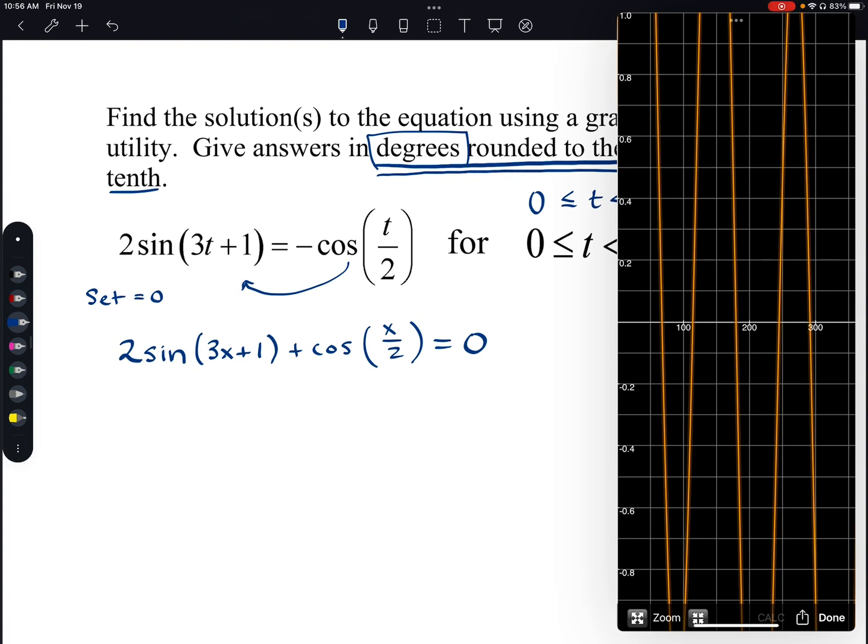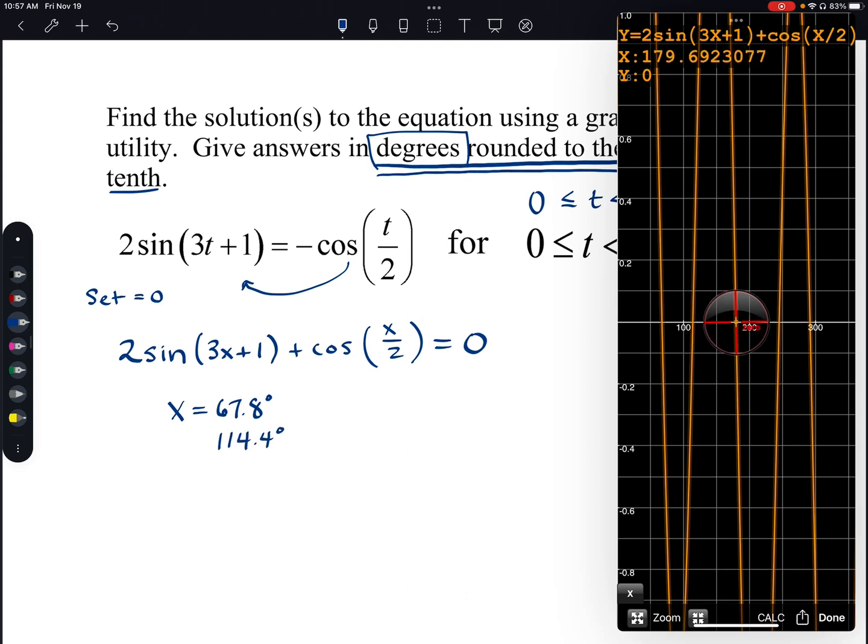So it looks like in this case, we're going to have 1, 2, 3, 4, and then 5 answers. Okay, so we'll just jot them down. The first one, it said round to the nearest tenth, right? So we're going to say x is going to equal 67.8 degrees. Next one, 114.4 degrees. Next one, 179.7 degrees.